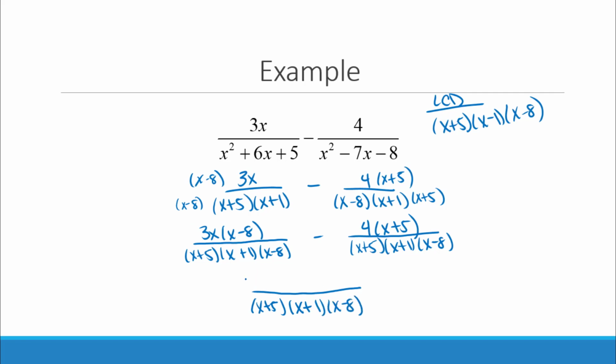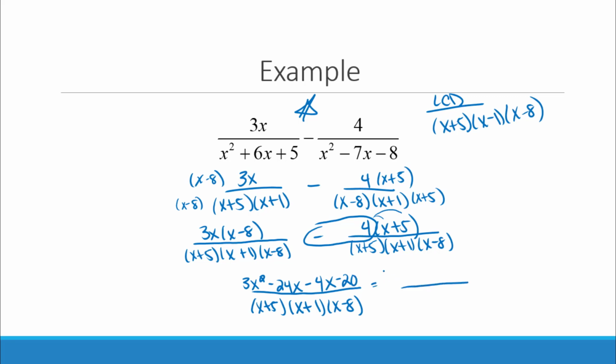I can distribute here, which is going to give me 3x squared, and this is going to be minus 24x. Here's where you're going to have to definitely be careful. I told you, with subtraction, you want to put a star beside it, do whatever you need to do, just to remind you that I'm not just distributing 4, I'm distributing negative 4. So this is going to be minus 4x, and this is going to be a minus 20. Not a plus 20, minus 20.